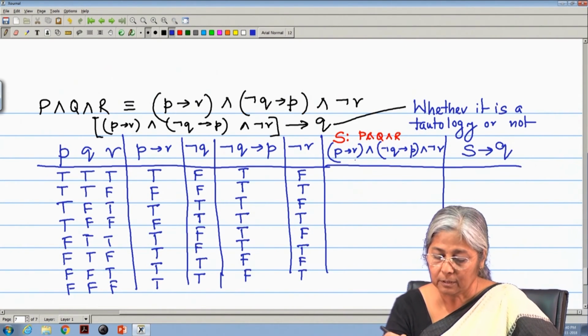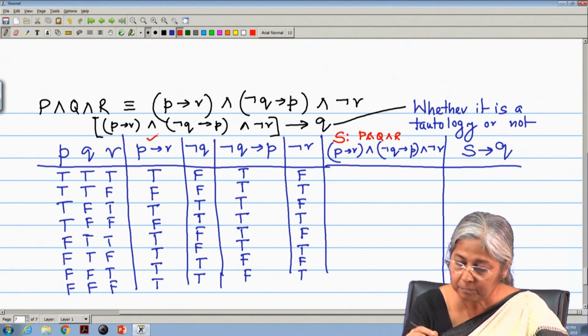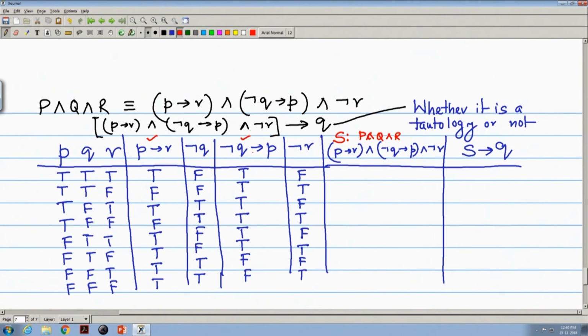So, if I take the AND of P implies R, negation Q implies P and negation R, this will give me S. So, S is T T F, so this becomes F, again this is F, one F means it will be F, again this is T T F, it is F, F T T F, T T F, it is F, T T T, this is only true, T F F F, then T F T, again it is F.